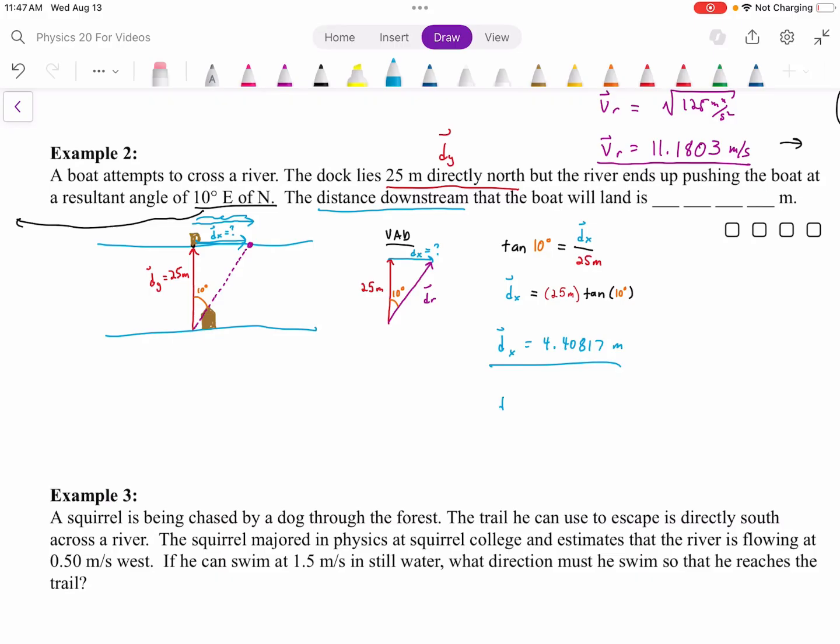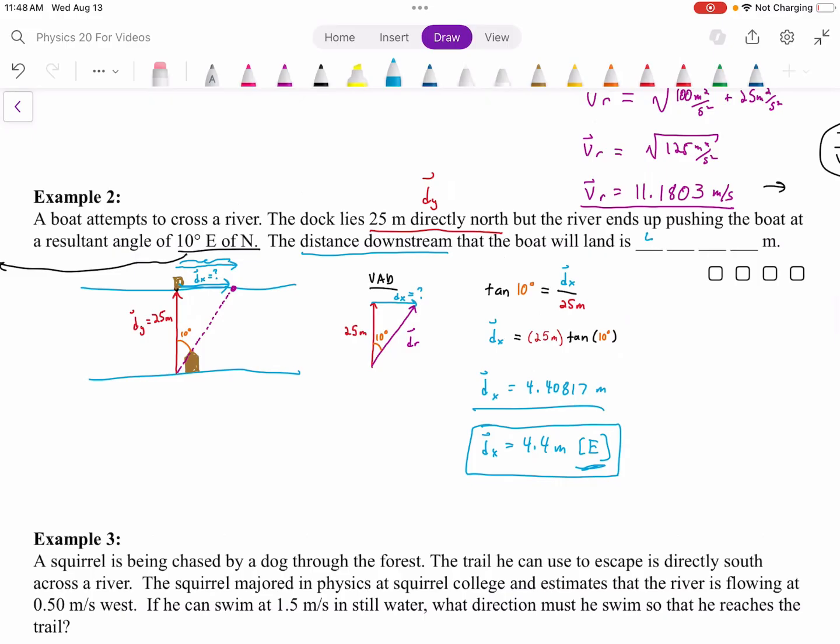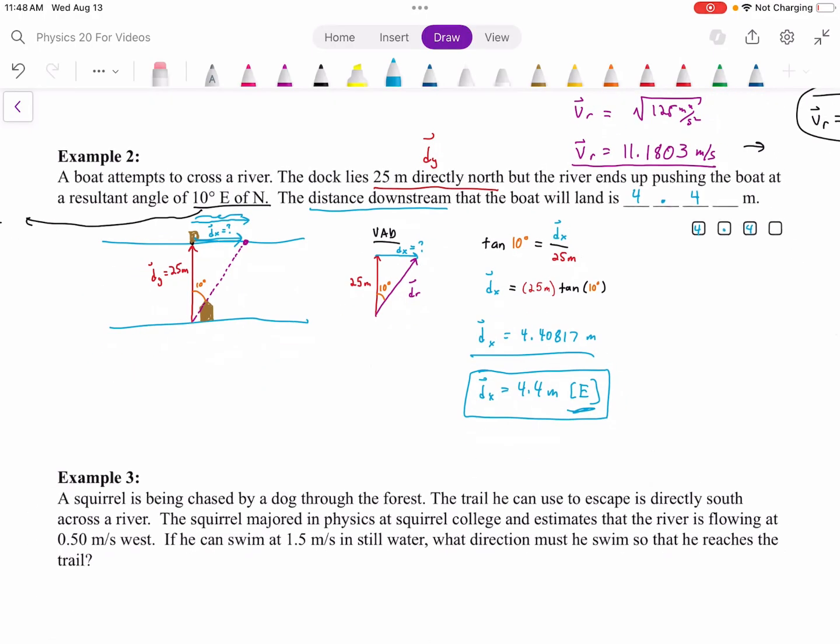So to two significant digits, because that's what we were given in the question, we'll say 4.4 meters, and we can even reason that that will be to the east, right? Because if the river pushed them east of north and they were headed north, well then their x component of their displacement was to the east. So in Smarter Marks or on a Scantron sheet, we would start in the left box. We would say 4.4. Okay, the decimal does get a box, and it's okay that we don't need all four boxes. We just leave the last one blank.